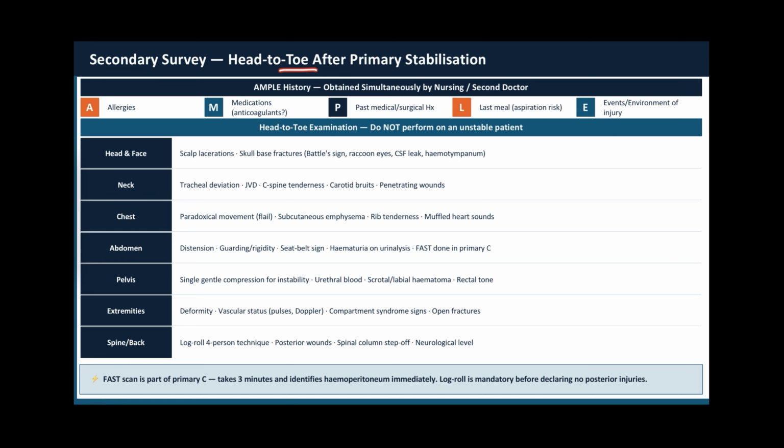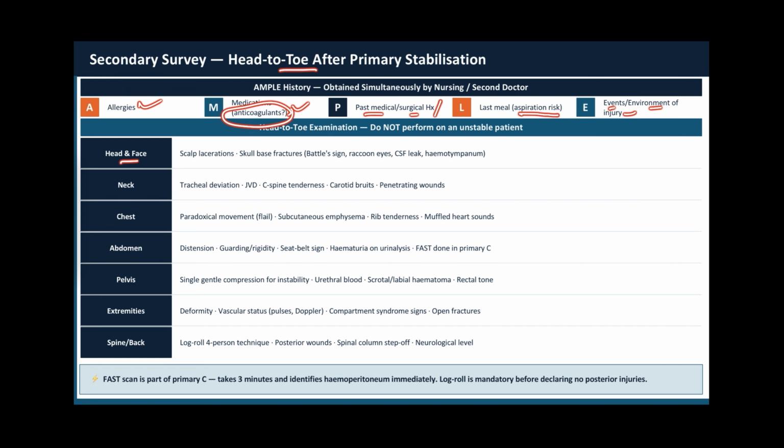And remember the mnemonic, it is AMPLE. What is A? A is for allergies, M is for medications. Look particularly for any anticoagulants that he is on. P is for past medical or surgical history. L is for last meal, to assess for the aspiration risk. E is for events and the environment of the injuries. Okay, in P, if it is a female, ask for the past menstrual history as well. With this, let's go and see the head-to-toe examination.